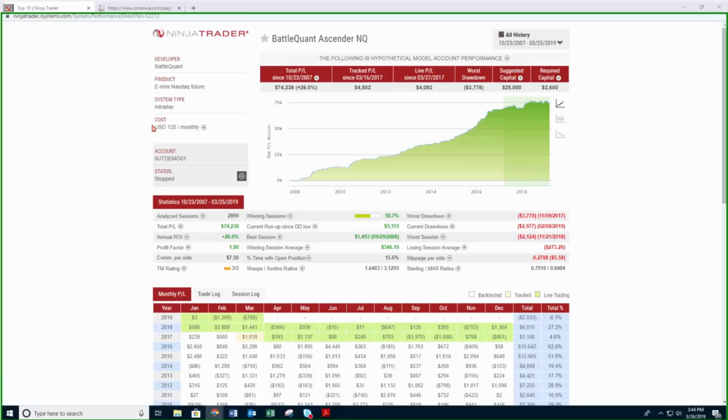If the system is still active, we'll charge you for the entire next month. So we prorate the first month going in. We can't prorate the second month because we pull the fees directly from your trading account and we send it to the developer. So we take care of all that.